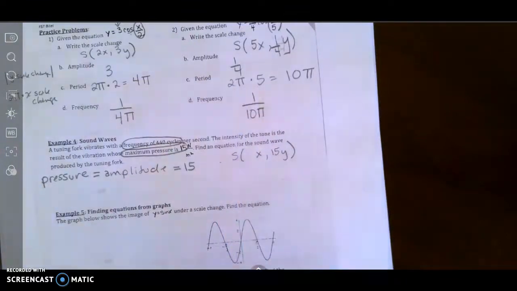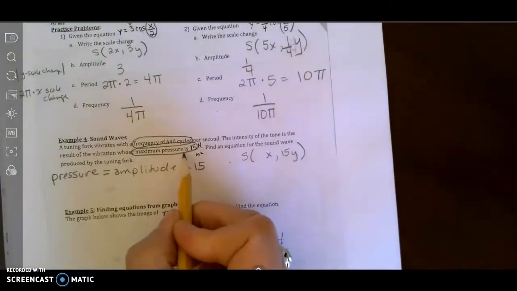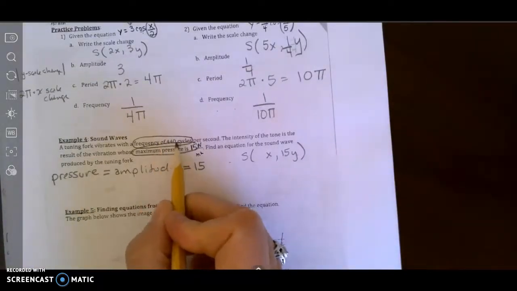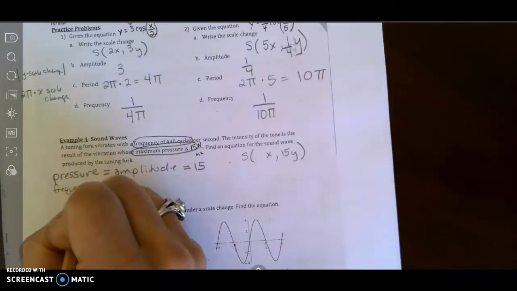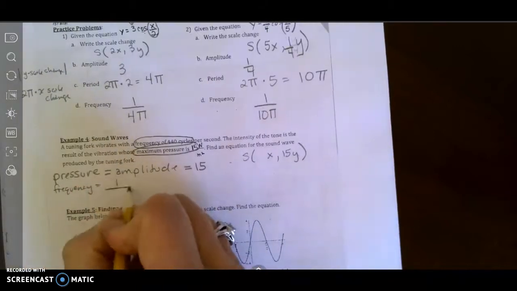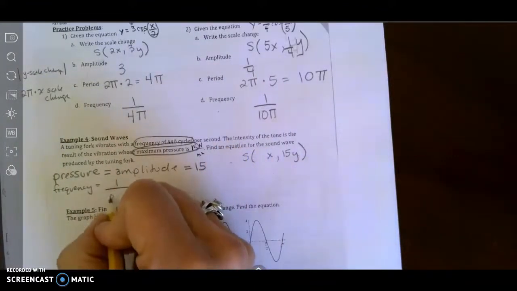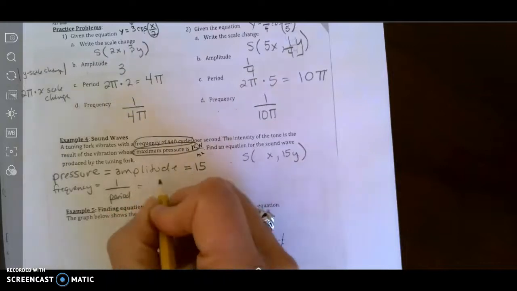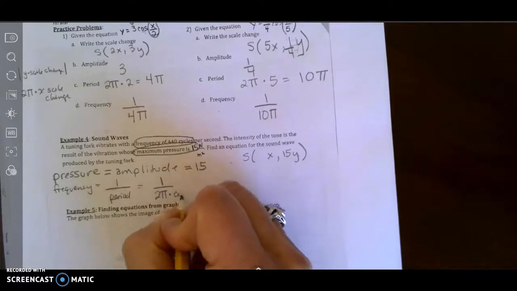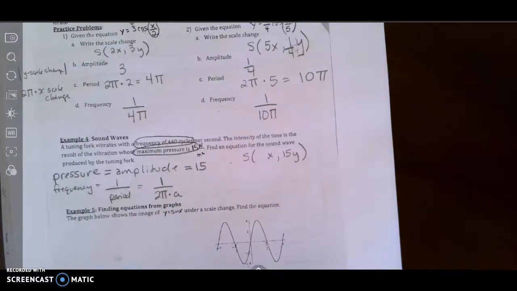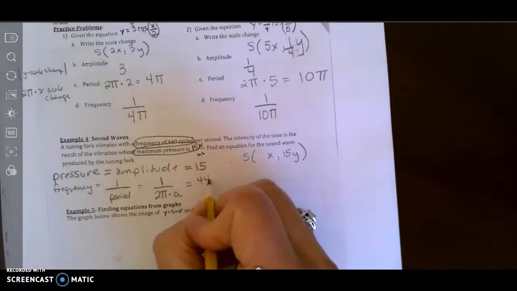It's nice to have the scale change when we're going to write our equation. And we know that the frequency is 440 cycles per second. Remember that frequency is equal to the reciprocal of the period, so 1 over the period. And the period is 2 pi times a. We don't know what a is, but we can find out because we know that the frequency is 440.